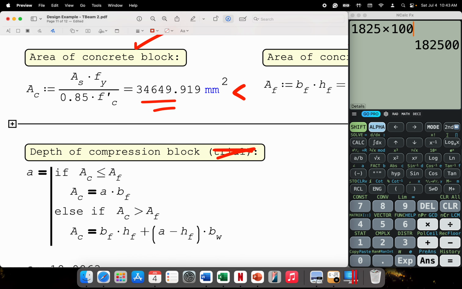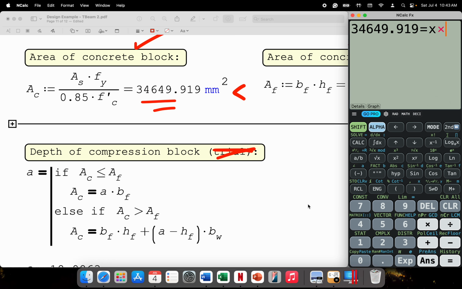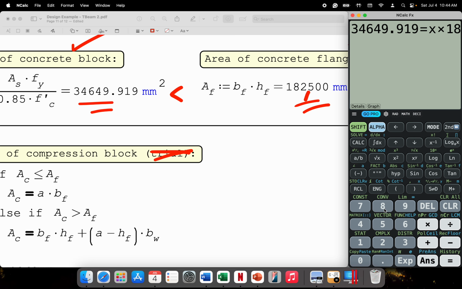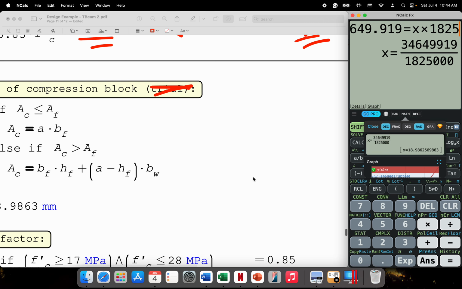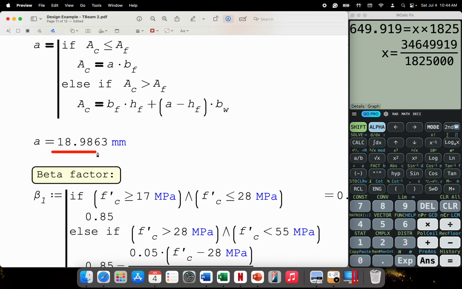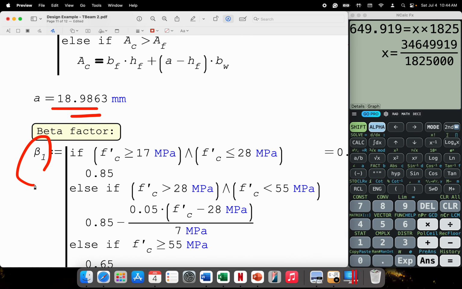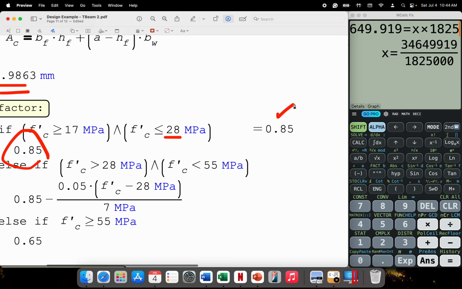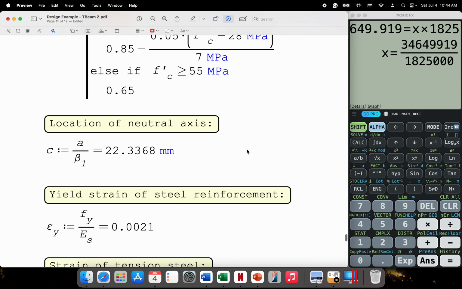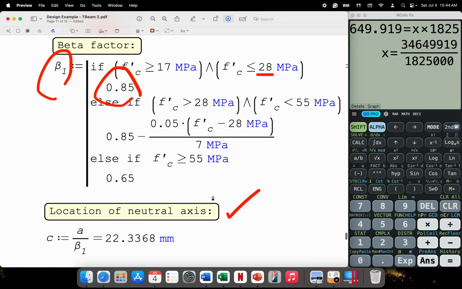So, yung area ng compression block natin na 34,649.919, equal natin ito sa A times yung BF na 1,825. So we'll get here a value of 18.9863. Okay. After that is to solve for our beta factor. Since yung FC prime natin is 28, therefore, 0.85 yung magiging value ng ating beta factor. After that is yung location ng ating neutral axis. So, C is A over beta 1.